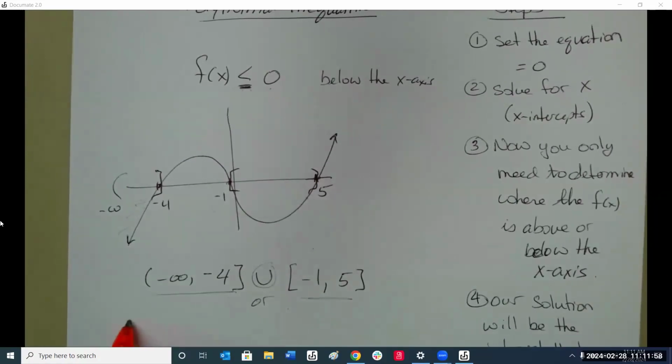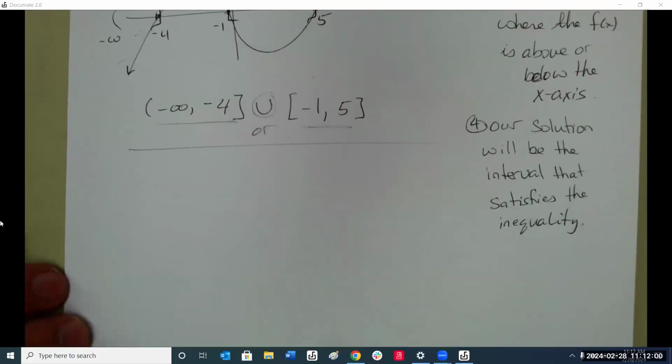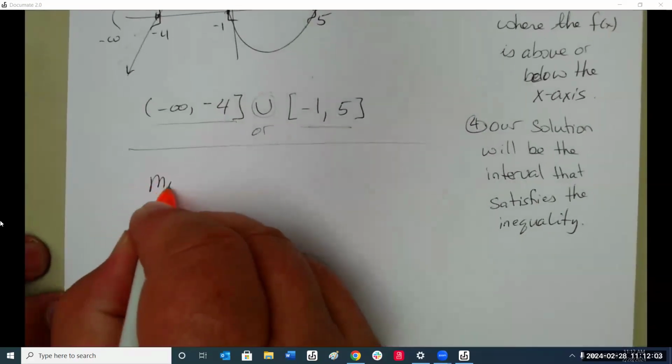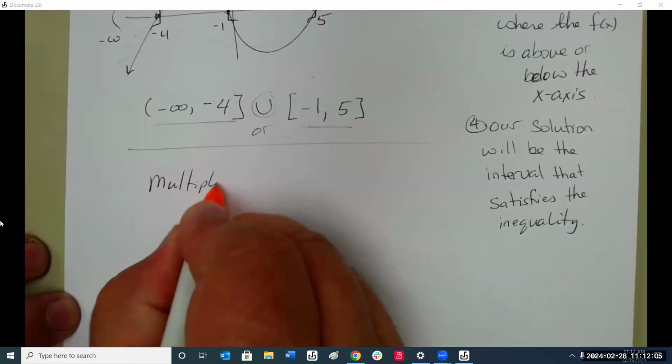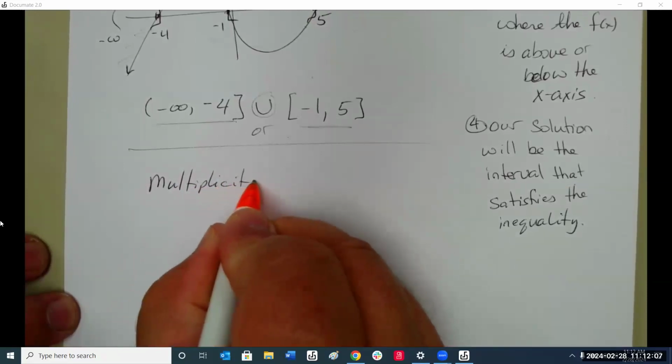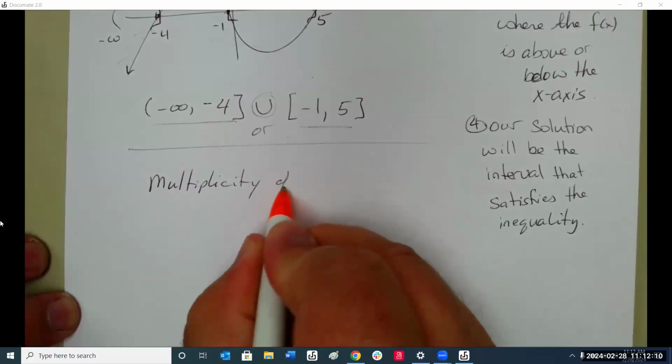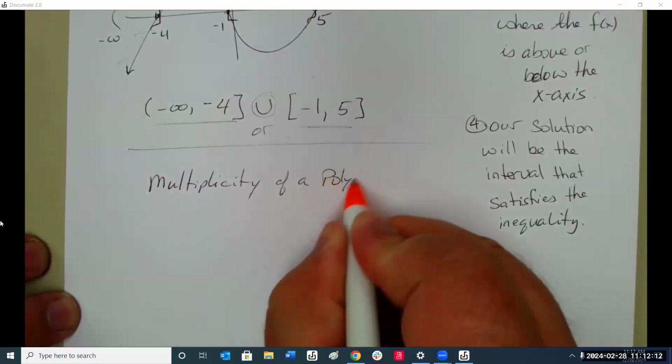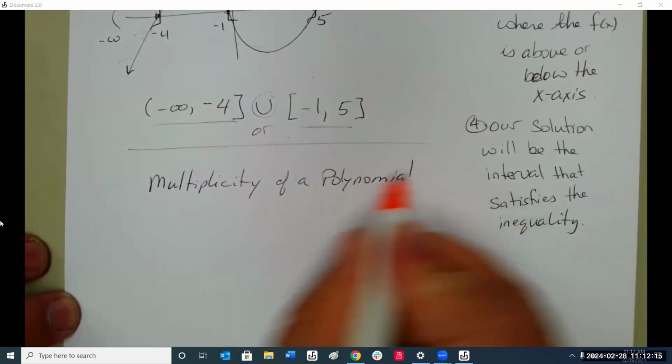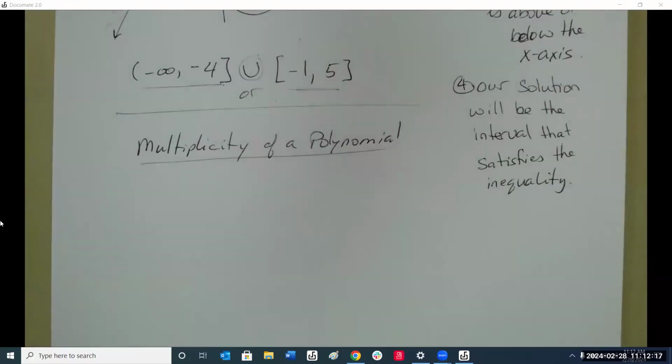So let's look at example 1 here. Oh, and also, do y'all remember what a multiplicity was? What is it? The degree is a little bit different. The degree is the highest exponent of the leading term.